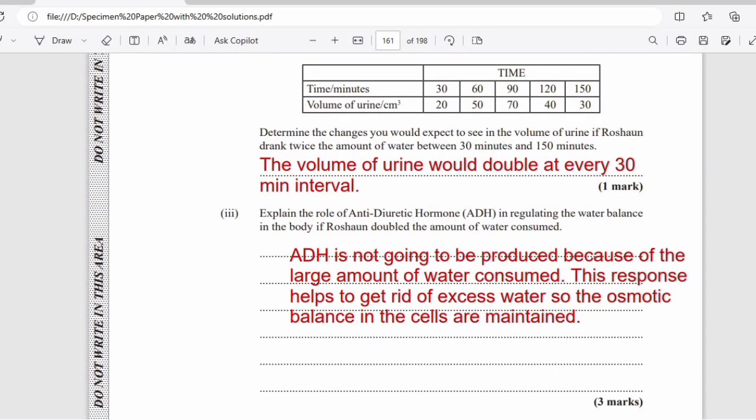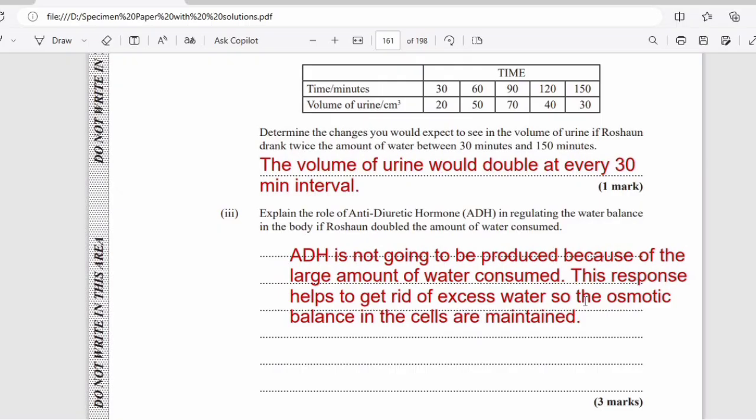Next part says, explain the role of antidiuretic hormone or ADH in regulating the water balance in the body if Rashawn doubled the amount of water consumed. Now guys, don't skip over excretion. ADH, right? This hormone, even if you don't remember antidiuretic hormone, at least try to remember the ADH. It is not going to be produced because of the large amount of water consumed. This response helps to get rid of excess water, so the osmotic balance in the cells is maintained.